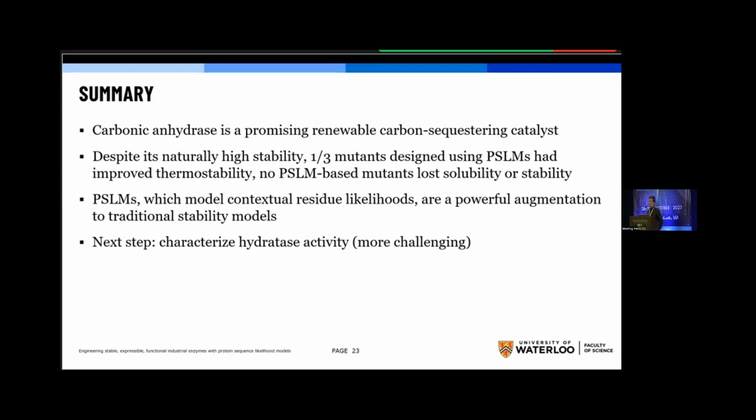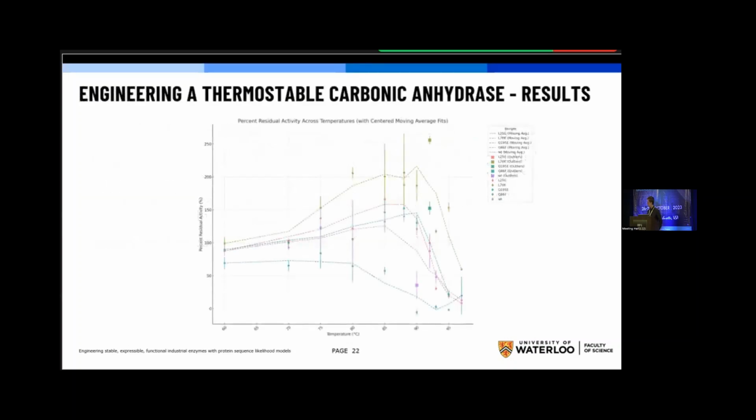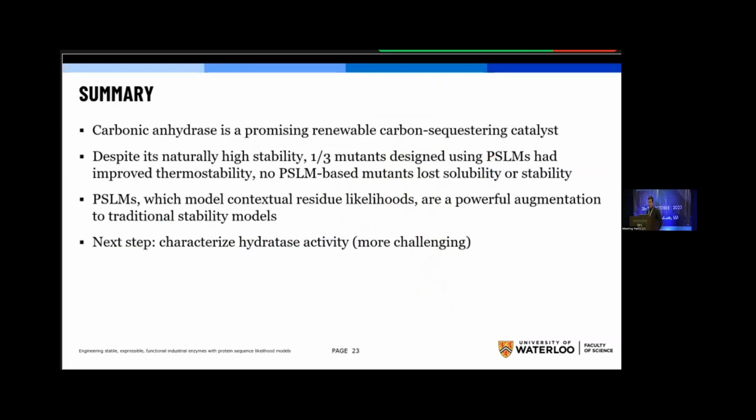And this is just the beginning of being able to engineer it. We tried some single mutants to prove that this method works. But in practice, we would apply many mutations at the same time and try to achieve something that maybe lasts at 120 degrees Celsius for a long time. And despite the fact it's already quite stable, we were able to achieve for at least one out of three mutants, but probably these other two as well, an increase in stability that was substantial.